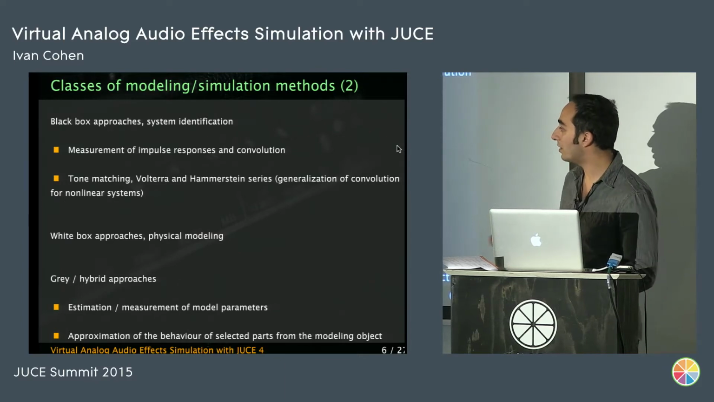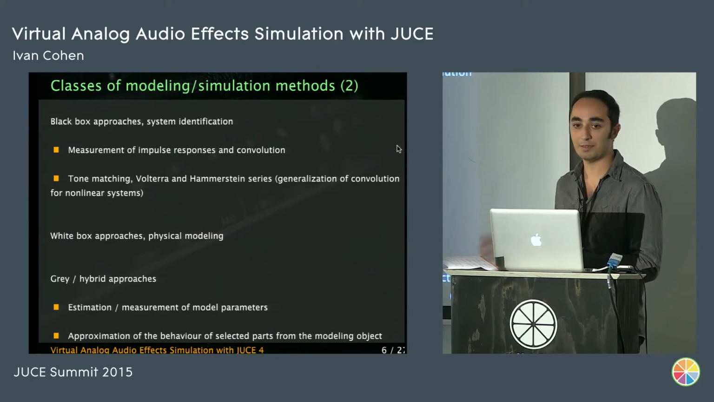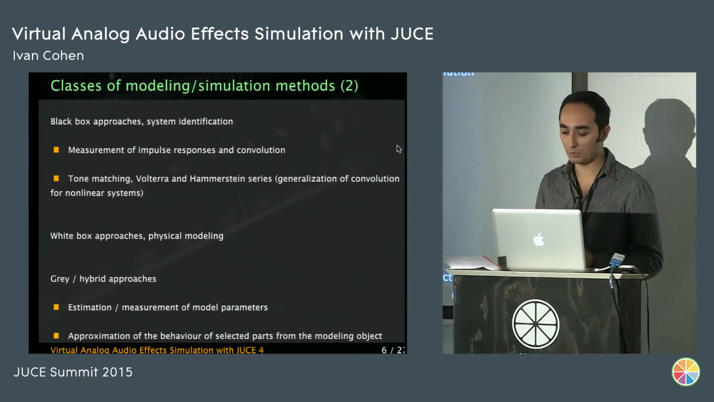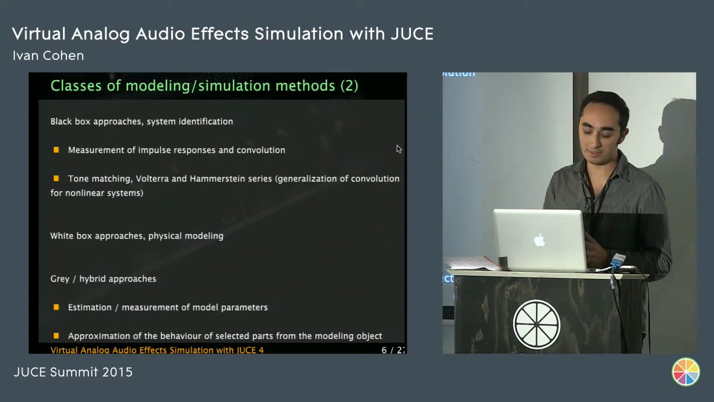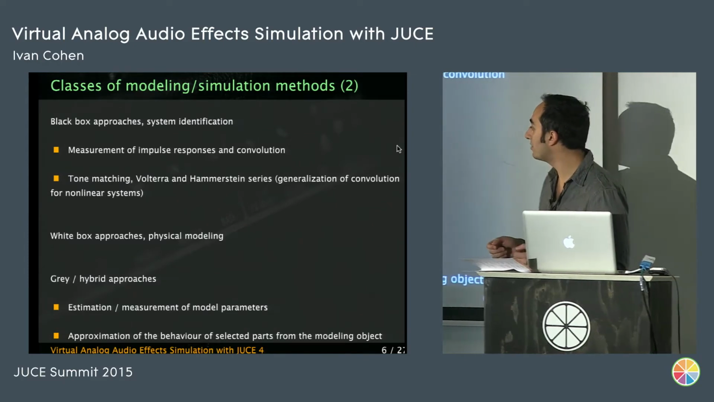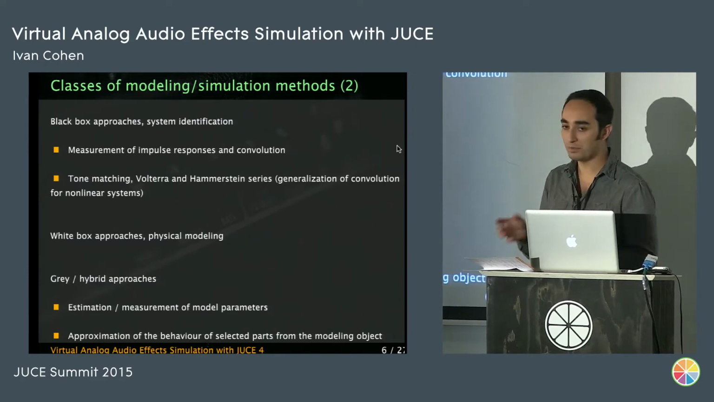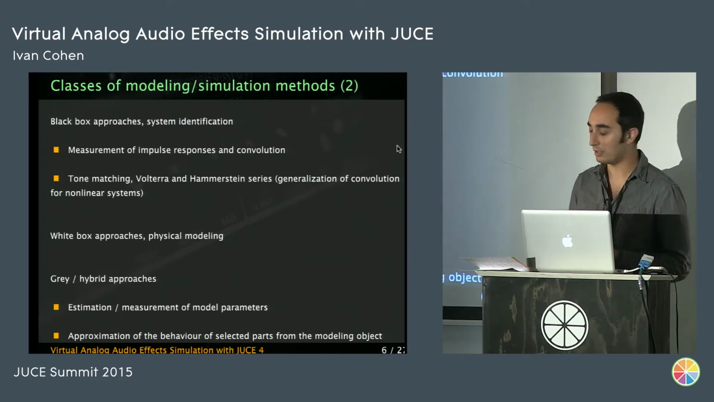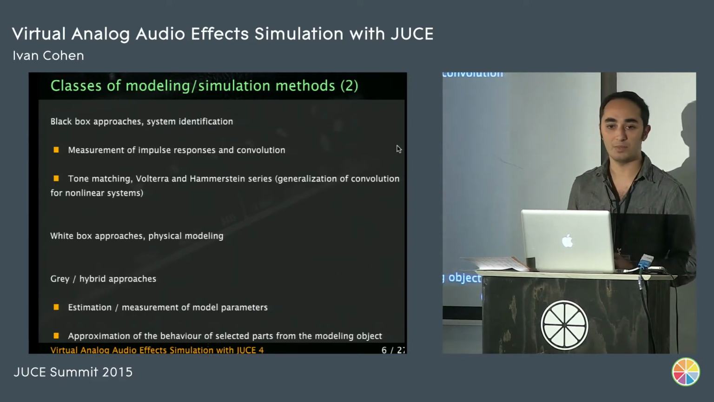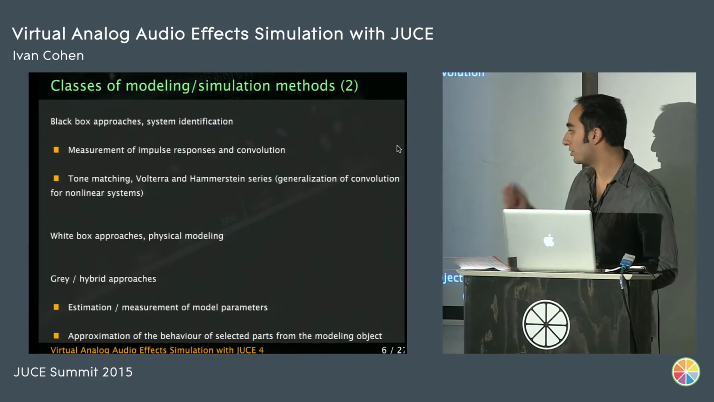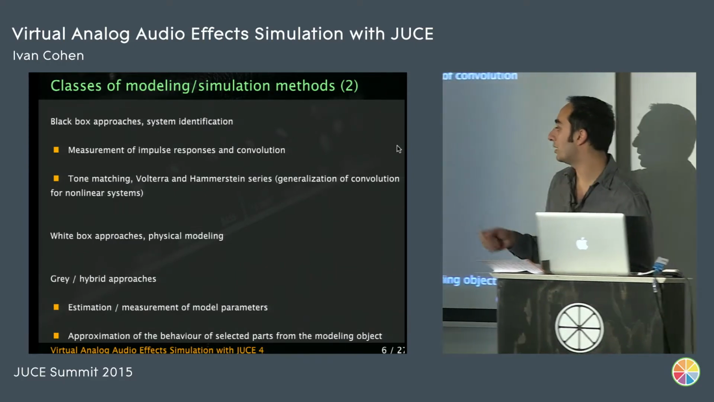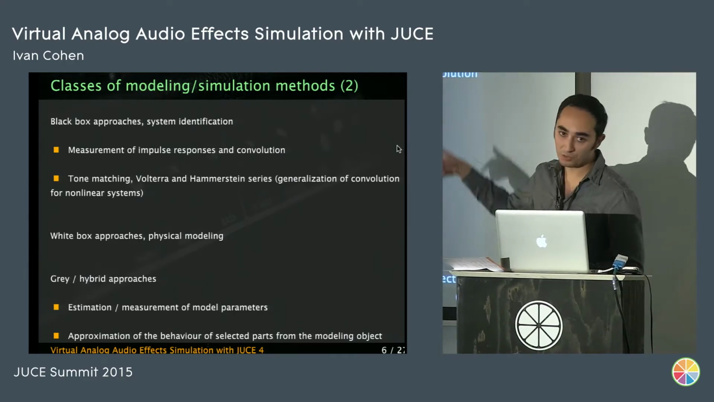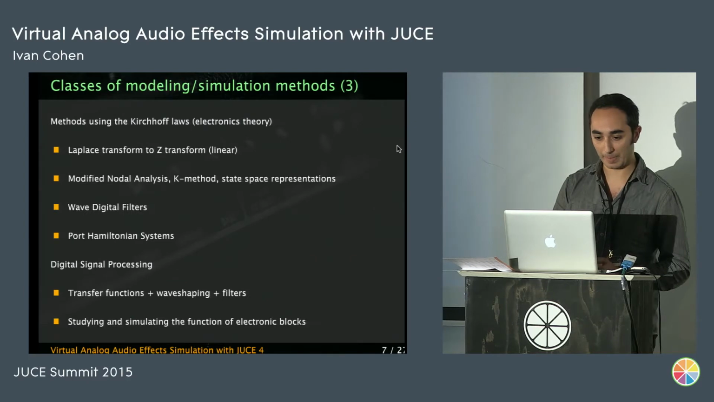And you have the white box approaches, like physical modeling. There you will really look for what is happening inside the system, and you will try to put into equations all the electronic components' interactions that are happening inside the system. And of course, you have what I call gray or hybrid approaches, where you are using techniques from both approaches to get the simulations.